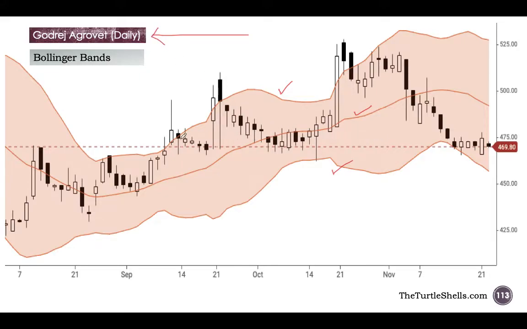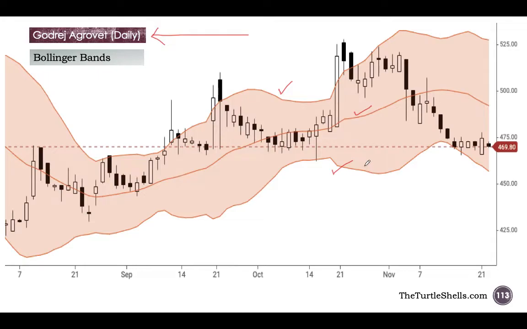Why Bollinger Bands are important is because, since we know that the price always remains within the bands, if the price goes beyond the upper band, we know that the stock is overpriced. If the price goes under the lower band, we know that the stock is underpriced. And if the price remains near the middle band, it can either go to the upper band or go to the lower band.